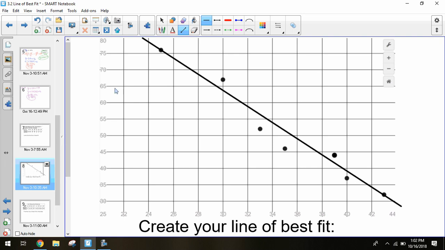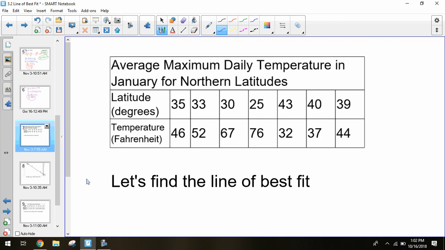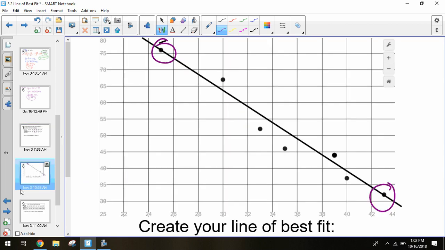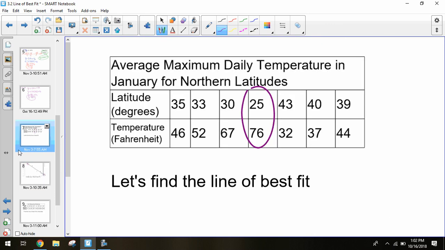So looks like this point, oh, that's not what I want. This point and this point look nice. So that gives me 25, 76, and my second point was 43, 32. So these are the 2 points I'm going to use for my slope in order to find my equation.